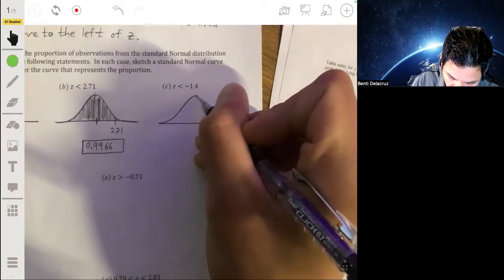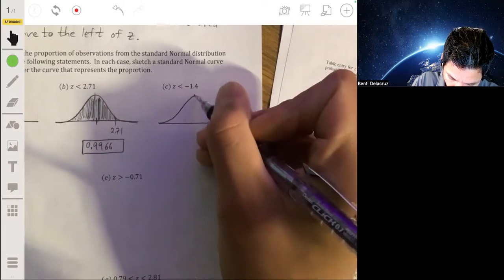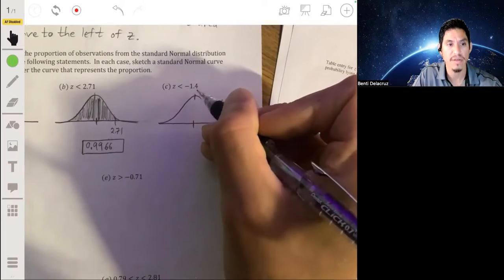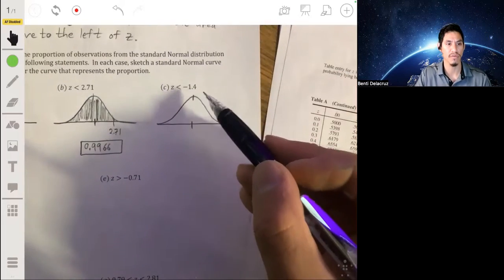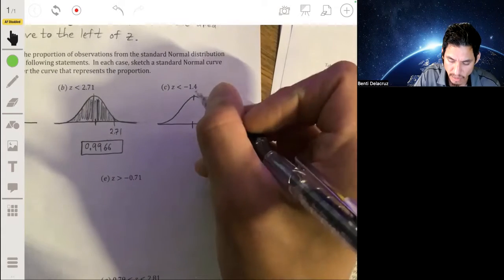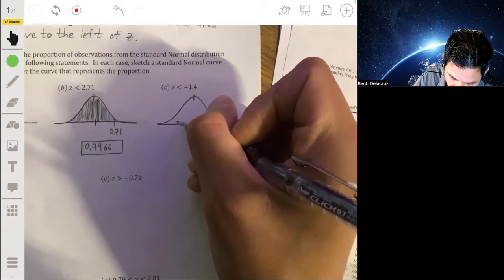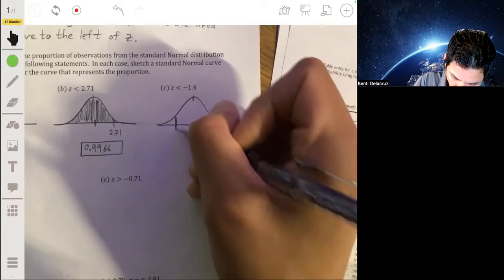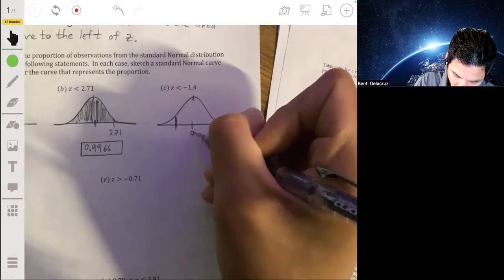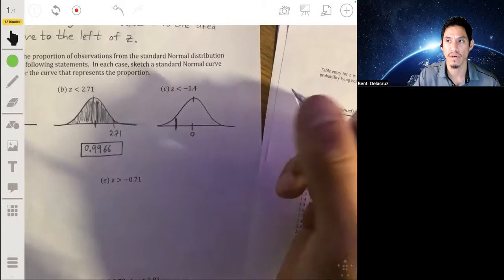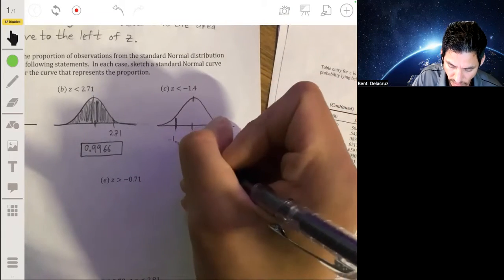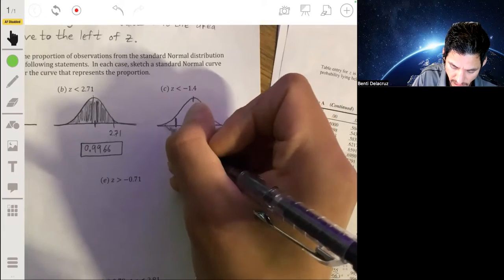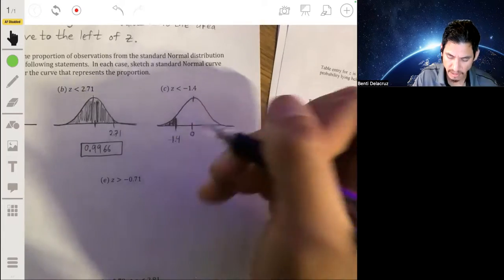So the concept is the same. We want to find the area to the left or below negative 1.41. But let's remember that negative 1.41 is going to be to the left of the middle, because remember, the mean of a standard normal curve will be 0. So negative 1.41, we could say it's over here. And so we're trying to find this area here.